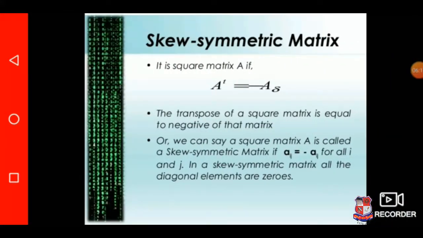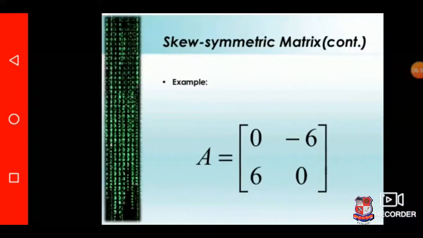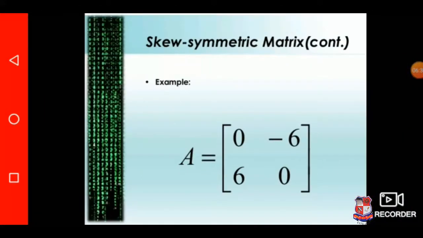Skew symmetric matrix, it is a square matrix. The transpose of that square matrix is equal to the negative of that one. Means we have to invert that matrix, and that's the same. Or we can say square matrix A is called a skew symmetric matrix if aij is equal to minus aji for all i and j. In a skew symmetric matrix, all the diagonal elements are zeros. This is the example for that.